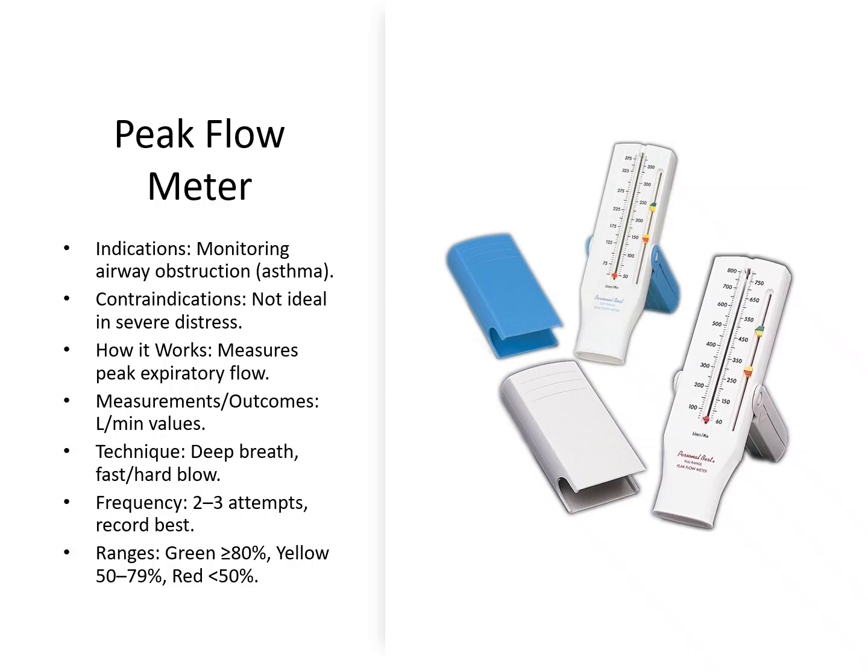Frequency is 2 to 3 attempts, and you record the best value. Ranges include the green zone, 80 to 100%, the yellow zone, 50 to 79%, and the red zone is less than 50% of the predicted.